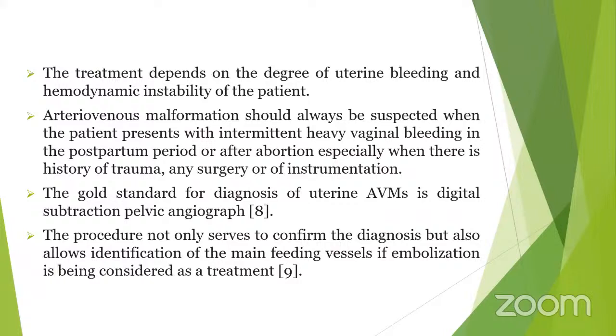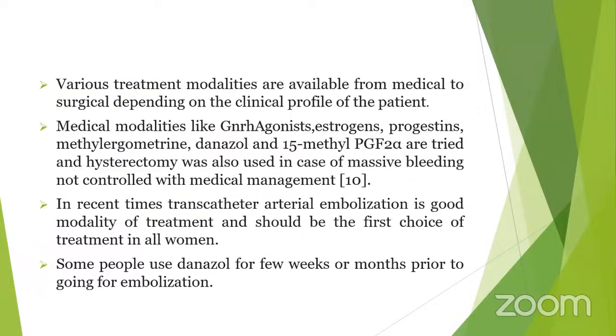The treatment depends on the degree of the uterine bleeding and hemodynamic instability of the patient. AVM should always be suspected when the patient presents with intermittent heavy vaginal bleeding, especially post-abortion, post-dilatation and evacuation, or post-instrumentation. The gold standard for the diagnosis is digital subtraction pelvic angiography. The procedure not only serves to confirm the diagnosis, but also identifies the main feeding vessel for embolization, and is considered the gold standard treatment.